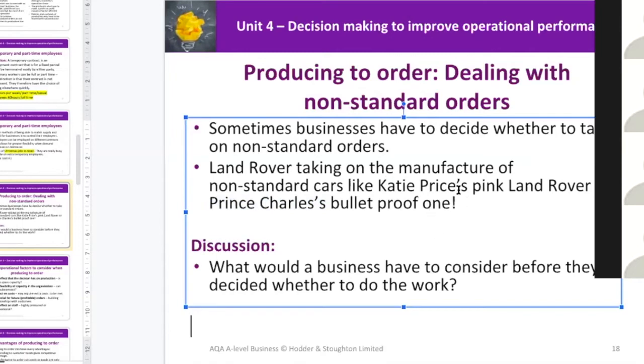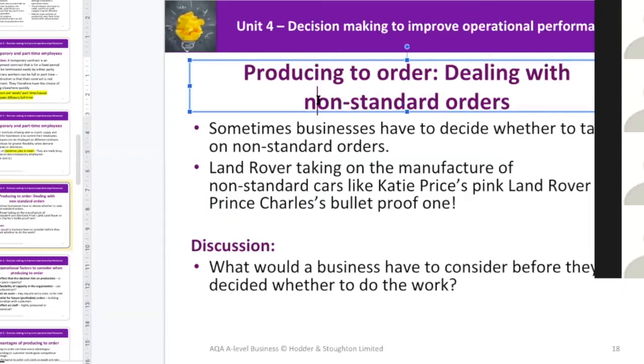Before you take this producing to order, you need to think about if it's worth it. Okay? This takes a long time. The materials will be very expensive. A lot of people have to work on this one particular car to make sure it's bulletproof. So how much is he paying you? Is it worth your time? So that's why this is called non-standard. It's not a standard order, it's just producing to order.